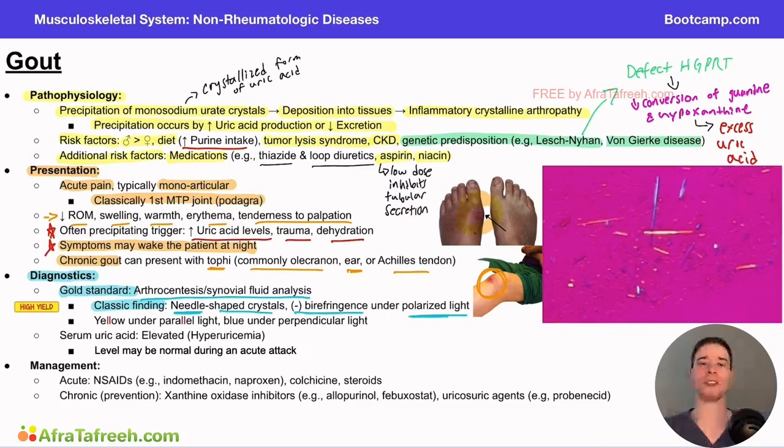So we don't need to get into the physics of what polarized light is, but essentially it's a different type of light. Remember, when we look at pathology, there's always different types of stains we can do, right? We can use Giemsa stain, we can do regular Gram stains. Same thing with light. We can look at things under different types of light.